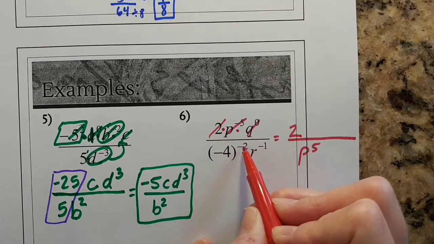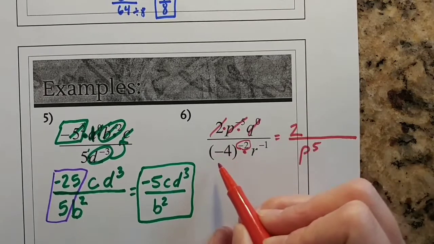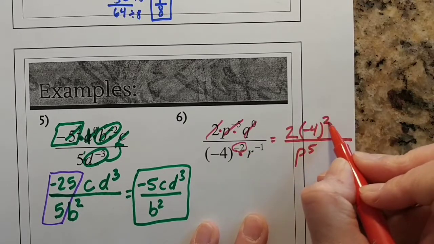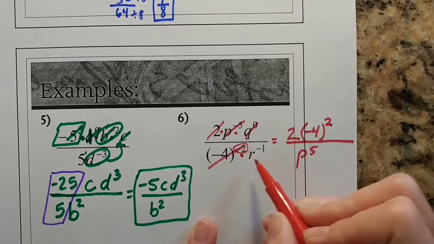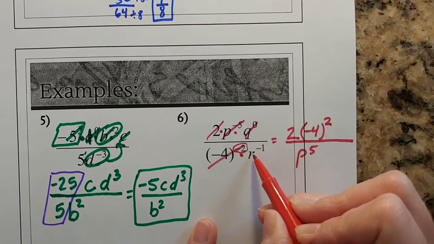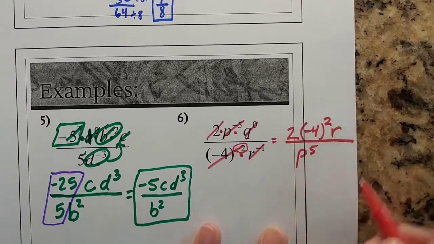-4 to the -2nd power. It has a negative exponent, so I'm going to have to move it upstairs. Now remember, the base stays the same. The -4 stays the same. The exponent becomes positive. Okay, dealt with that one. R to the -1st. Well, it has a negative exponent, so I'm going to have to move it upstairs, up here. +1. Again, you don't need to write that.